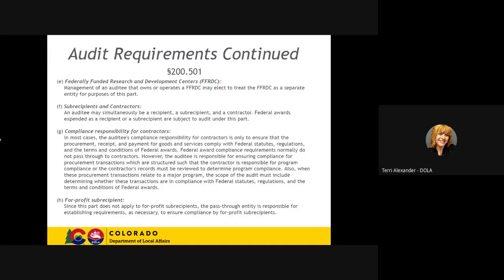The second section of the regulation applies to research and development centers and subrecipients and contractors, which will be discussed in the subrecipient-specific web training.